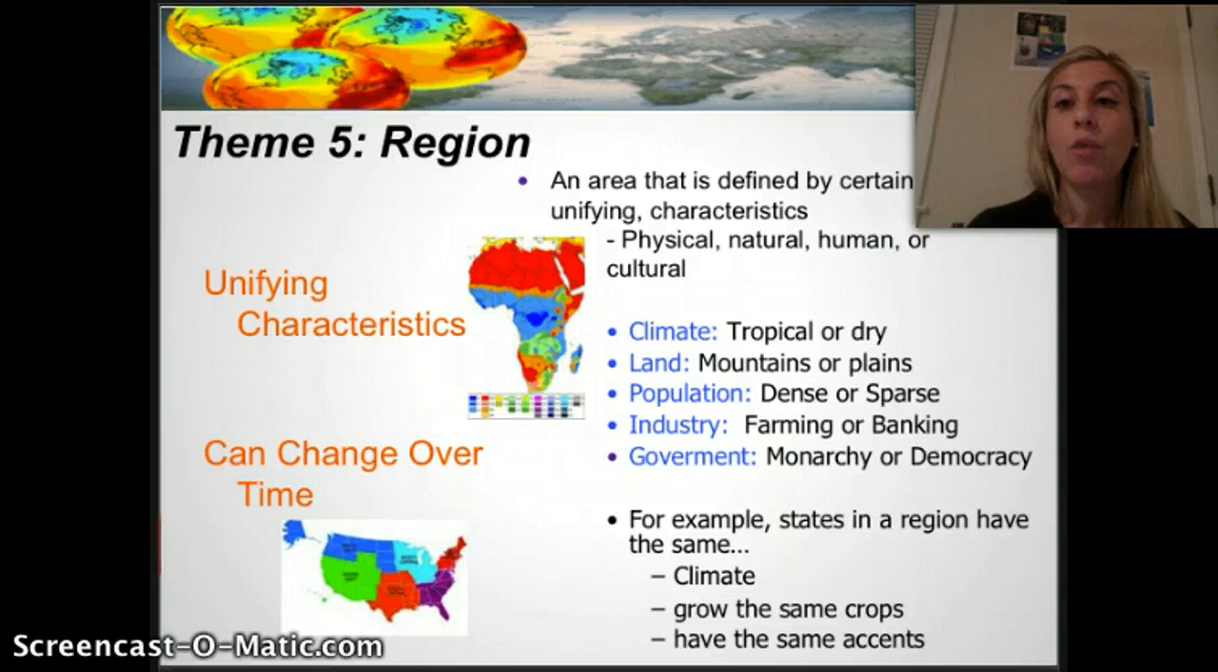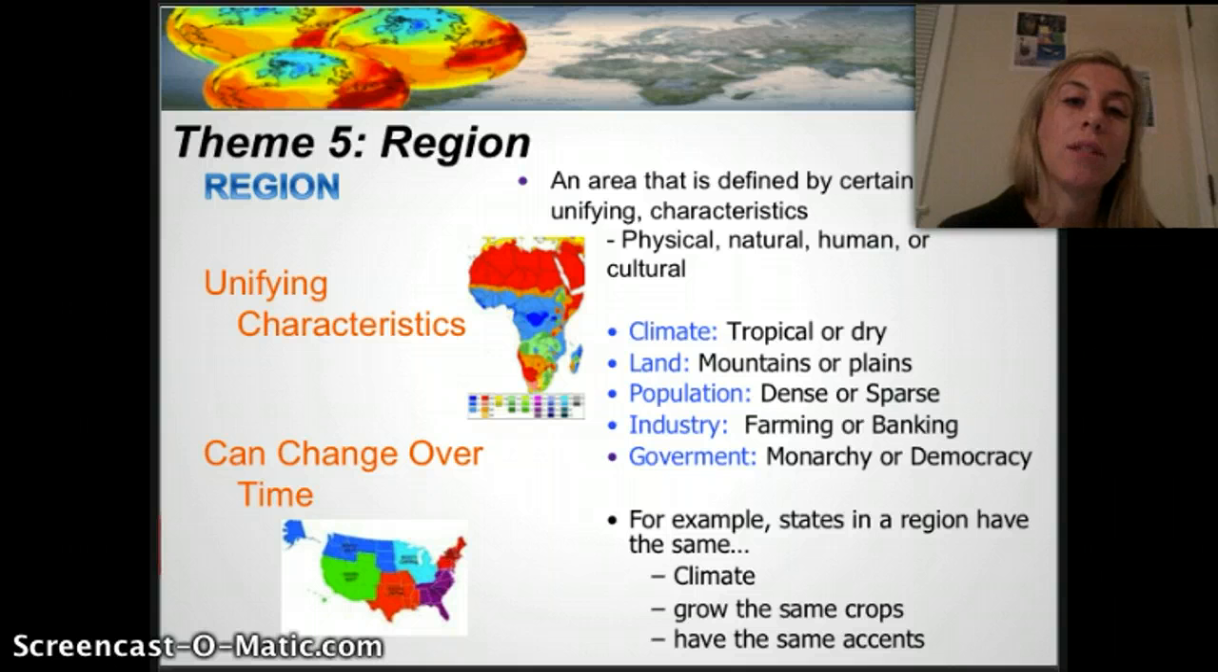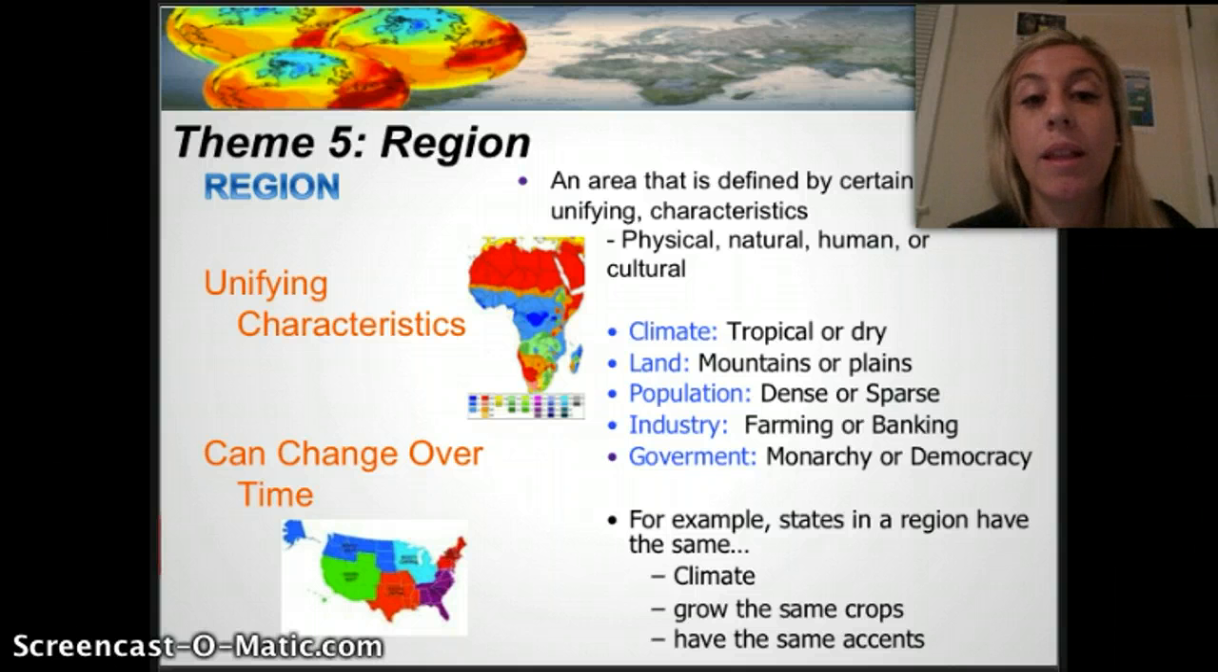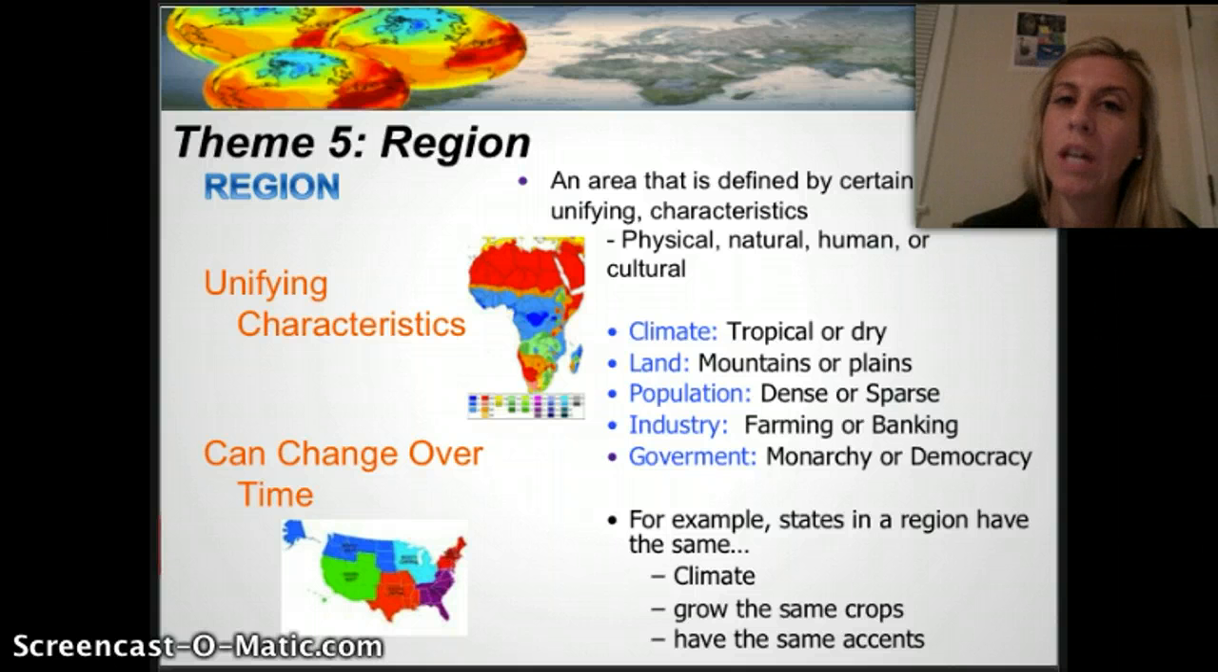Theme 5, region. Region is an area that is defined by certain similar or unifying characteristics. For example, physical characteristics, natural or human, or cultural characteristics. These can all be used to describe a region. For example, the climate of a region could be tropical or it could be dry. The land could have mountains or it could be flat and have plains. Population could be very dense, like in a city, or very sparse, like in a suburban area, rural area.